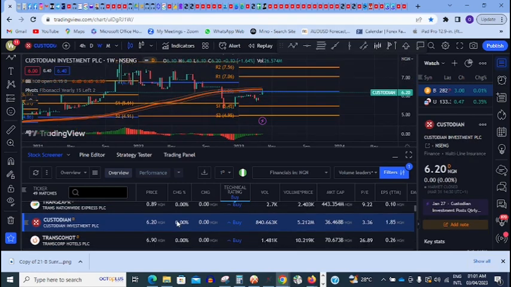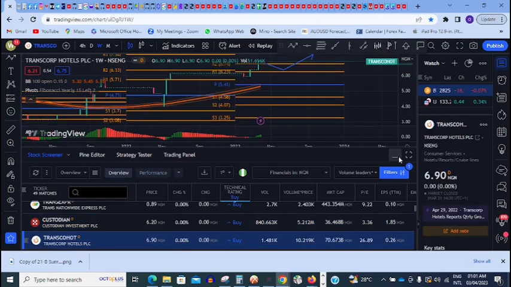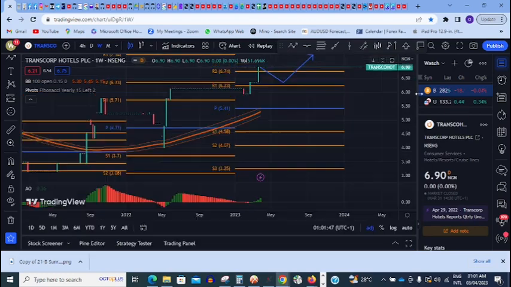Custodian Investment. Okay, we are hitting the center pivot. Now, we get something like this. Transcorp Hotel, Transcorp Hotel. This part is still valid.